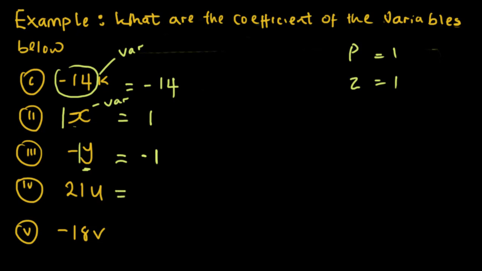What's the coefficient of 21u? This is the variable. It means the coefficient is what? 21. Do you understand? What's the coefficient of minus 18v? V is the variable. The coefficient is minus 18. I hope you understand.